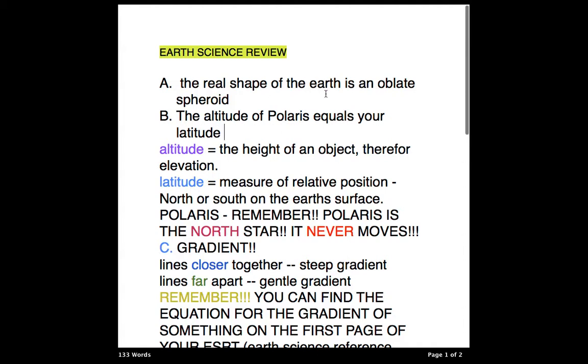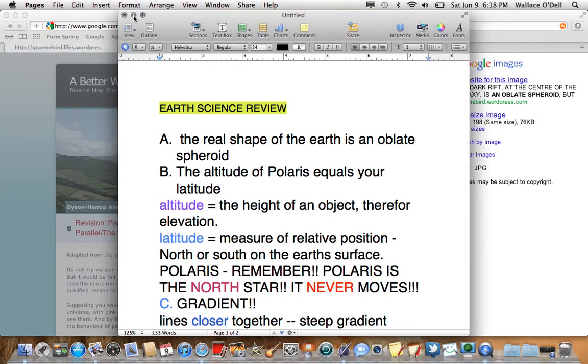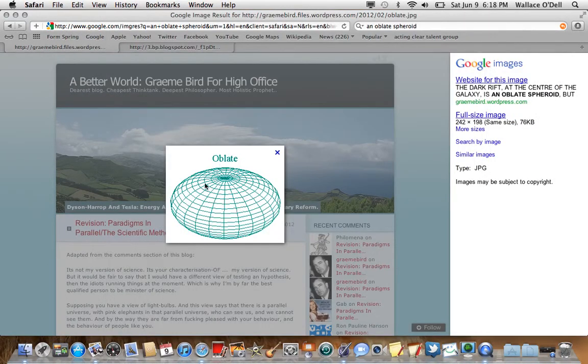A. The real shape of the Earth is an oblate spheroid. So that's the real shape of the Earth. It's not a circle. It's an oblate spheroid. Let's look at an oblate spheroid. This is an oblate spheroid, which is the real shape of the Earth. As you can see, it bulges out at the equator, and it's flat at the poles.